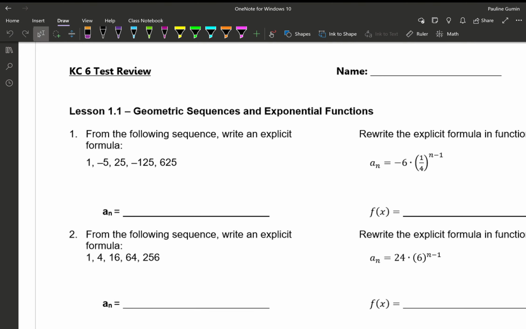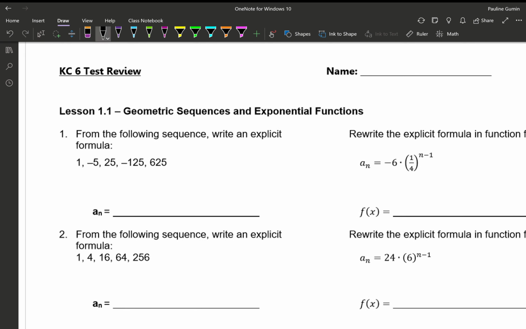Let's get started. For number 1 and number 2, we're going to rewrite formulas in explicit form and in function form. Let's start off with explicit form. Now, the formula for explicit form is as follows: an equals a1 times r to the power of n minus 1.